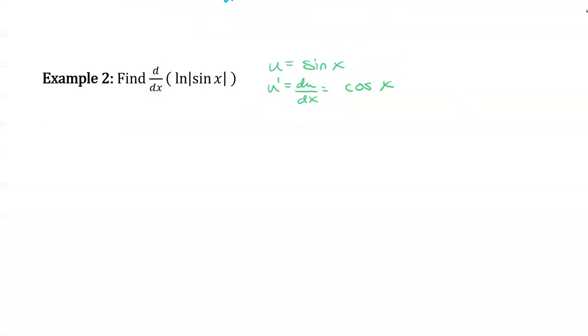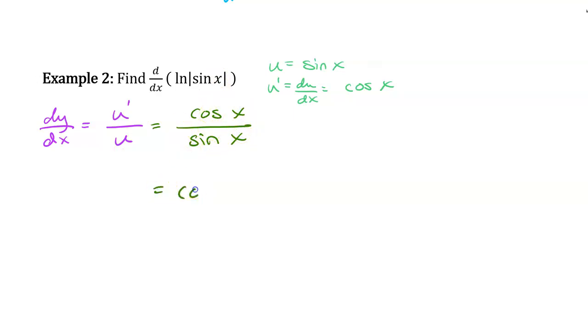So by the formula, we would have that dy/dx would be u prime over u. So u prime, we already found as cosine x, over u, which is sine x. Cosine over sine is cotangent. Much faster, much easier. But whatever makes the most sense to you is the best way to do it, whichever way. Let's do another one.